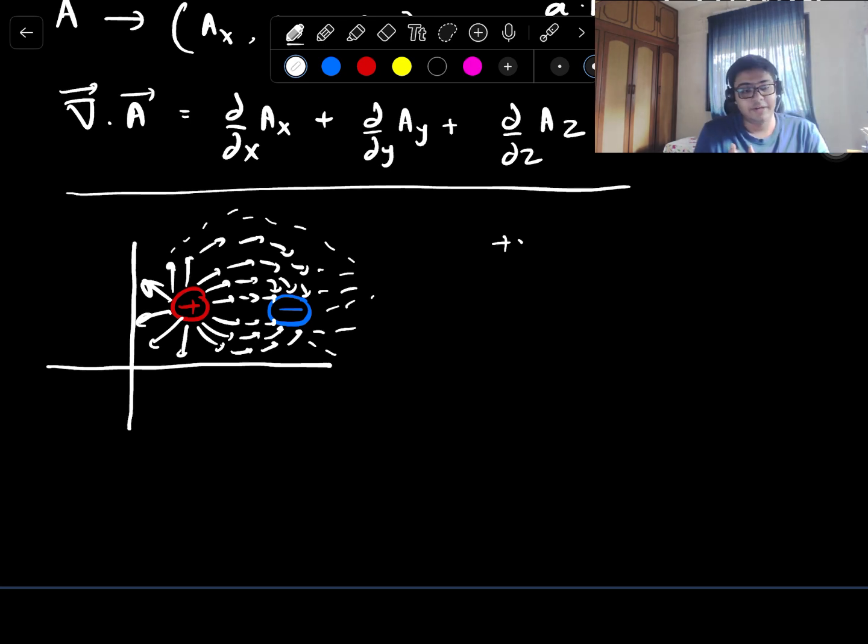And when we find the divergence of the electric field here, we'll get a positive value because the field lines are coming out. So the divergence basically means how the field lines are diverging from a point. I'll explain what curl means later.